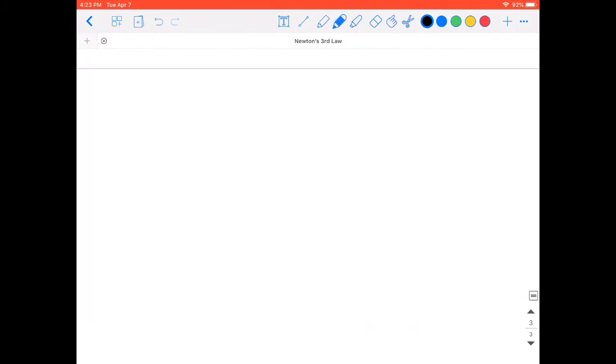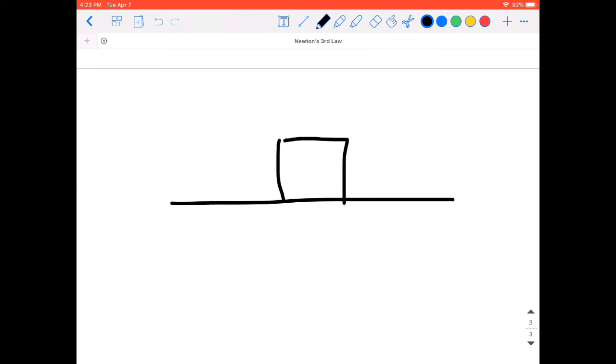Let's do another example where this time we have a horizontal table with a block. Let's do a free body diagram on here, because that's what you should usually do for forces questions. You should always draw a free body diagram and then try to split it up into vertical and horizontal components and solve it like that. But let's save that for another video. So let's draw a free body diagram. We could do the force of gravity. That seems the easiest, probably.